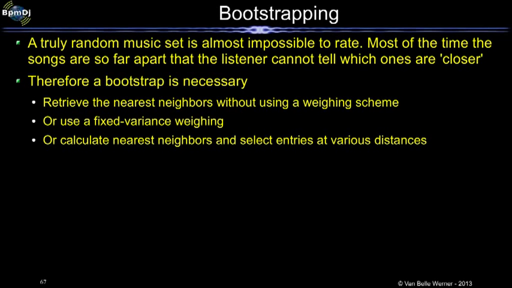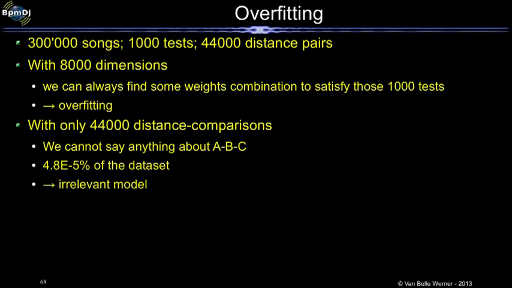Now, even with this improvement, it still remained a difficult task. If we used a truly random set of songs, most songs tended to be extremely far away, so far away even that they were not comparable and it was often not possible to decide which subgroup could actually be considered near. To solve that problem, we bootstrapped the song selection using a weight factor that was 1. Another strategy we used was to start with a weight factor that would ensure a fixed variance for the values along each dimension. All in all, the exact bootstrapping didn't matter much, as long as the dataset was not truly random. Once we finished performing this test about 1000 times, on 300,000 songs, we ended up with 44,000 distance pairs.